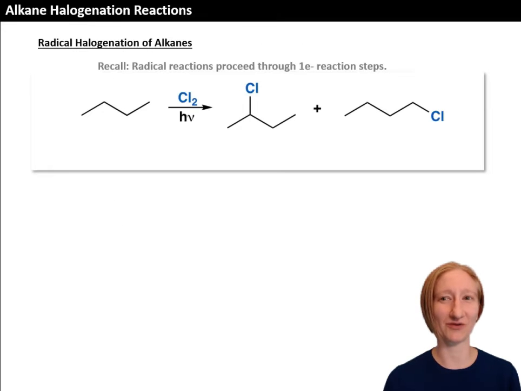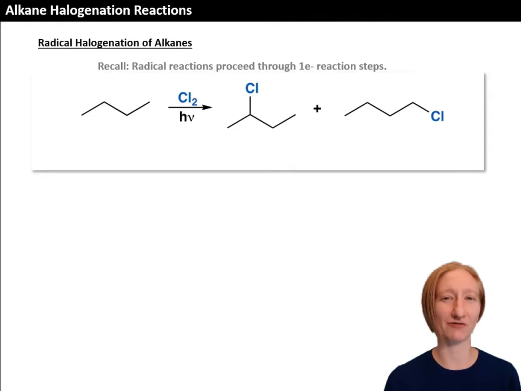We've already seen radical reactions in a cursory context when we learned about the different classes and types of organic reactions. Remember that radical reactions are reactions that proceed through reaction steps involving the movement of single electrons to break and form bonds. And often radical reactions are initiated by light. One of the most straightforward radical reactions is the radical halogenation of alkanes.